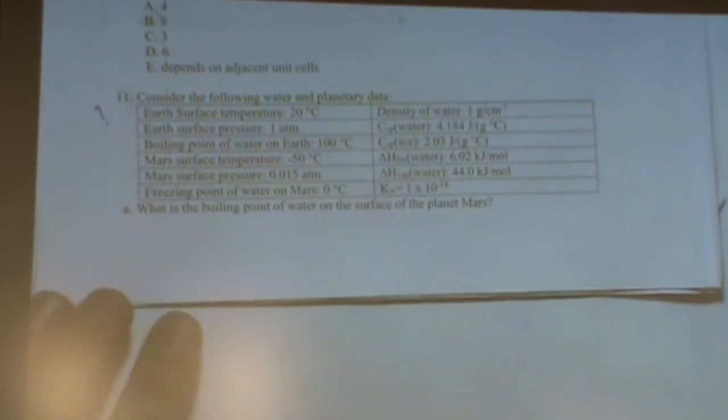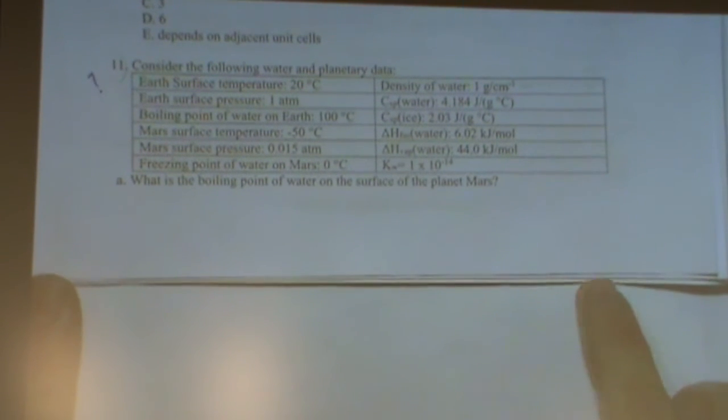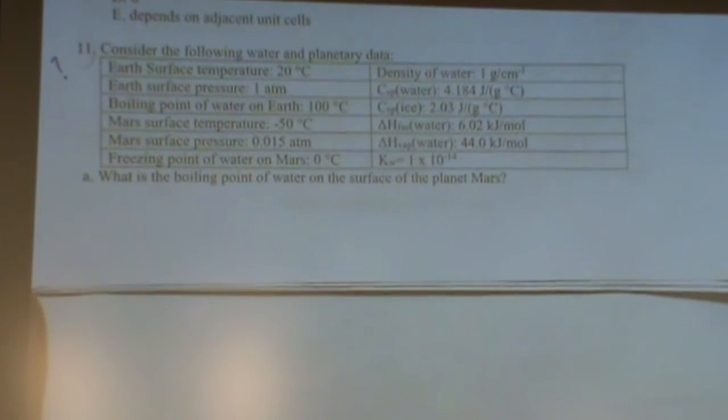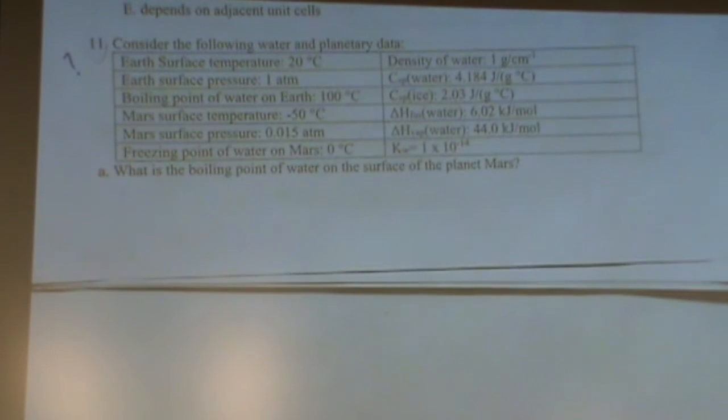Consider the following. I think I got this off of a final somewhere. So this is actually a final exam question. I forgot where I found it. Okay, I want to know the boiling point of water on the surface of Mars. And I give you all this random data. You may or may not need all this data to find the boiling point of water. Let's look at what else we have.